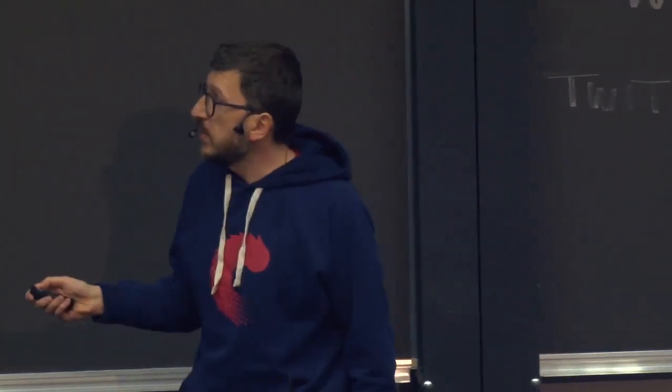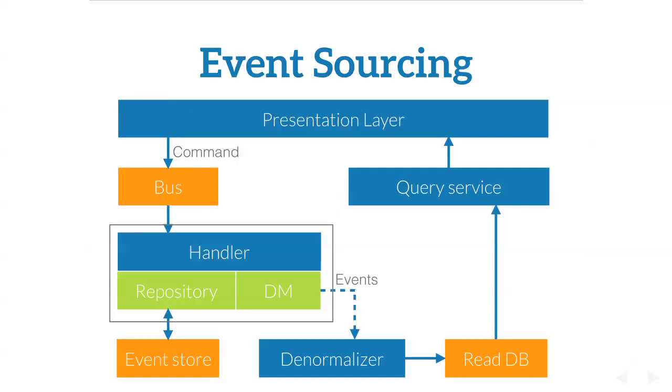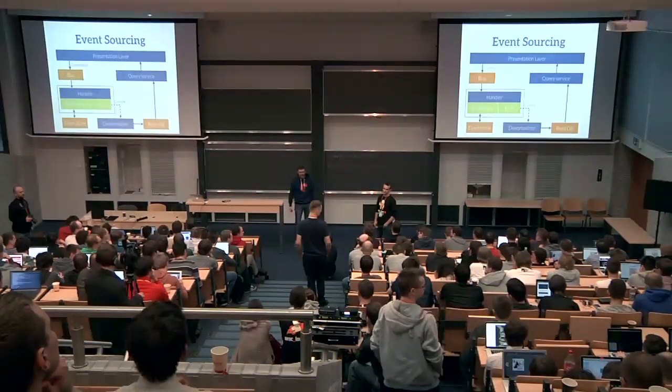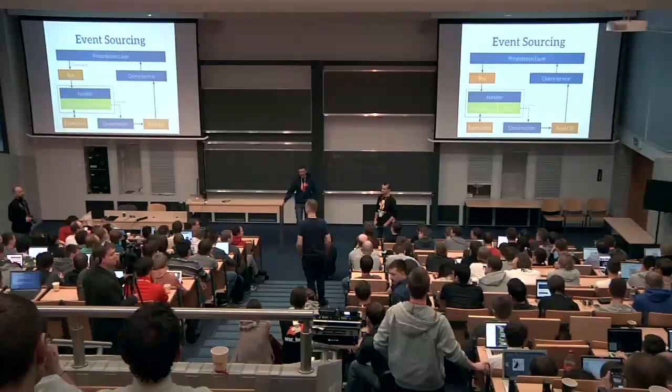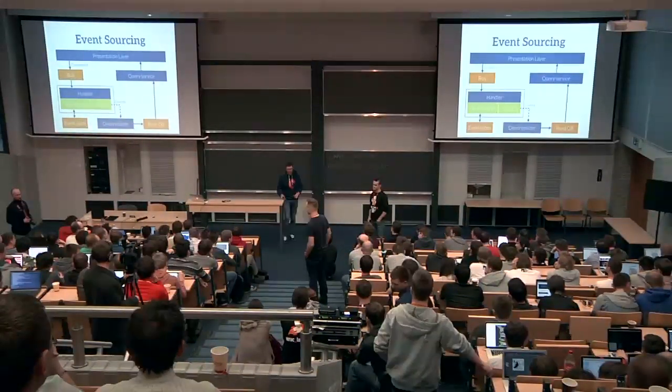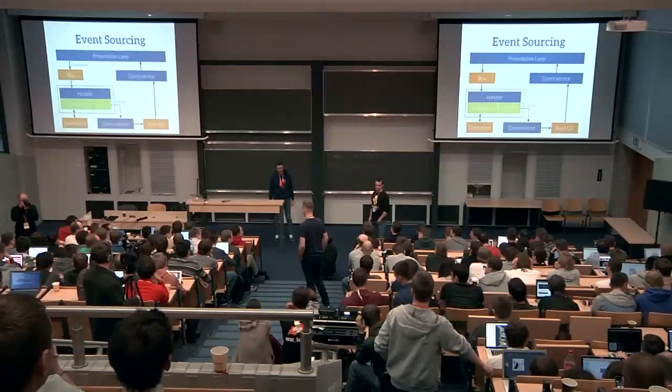The atomicity is guaranteed by the handler itself. The repository and the domain model object, the aggregate, must guarantee the atomicity of the operation. So you don't have a problem in that case. You're not sure? Yeah, we can write some code to explain.